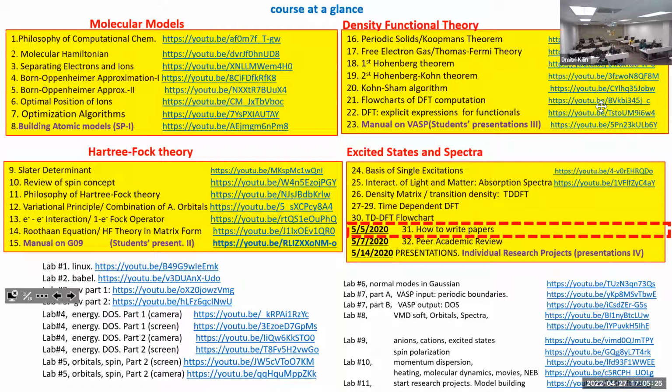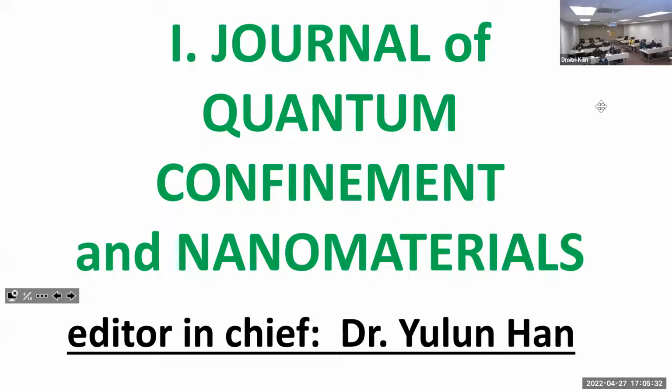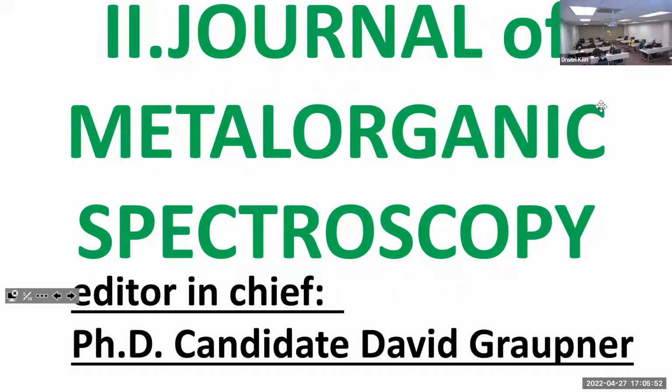So there will be 4 journals. The first is the journal of quantum confinement and nanomaterials with editor-in-chief Dr. Yulun Han. Please welcome him. You may think about whom you want to submit to, or I will have some hints on where to submit later on. There is a journal of metal organic spectroscopy with editor-in-chief PhD candidate David Graupner. So please welcome him.